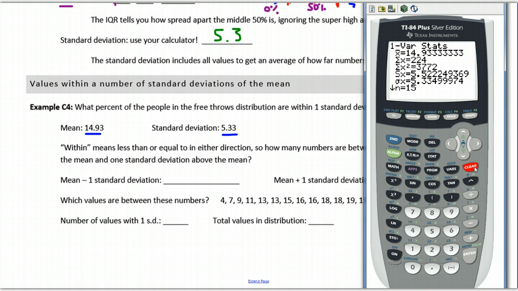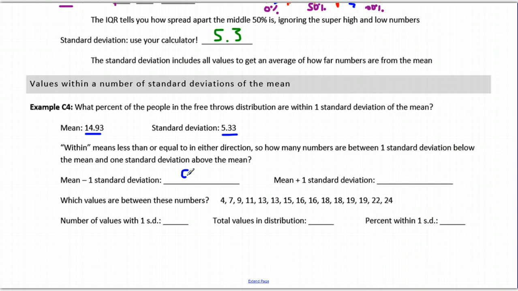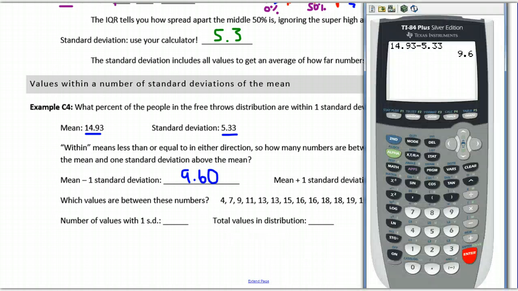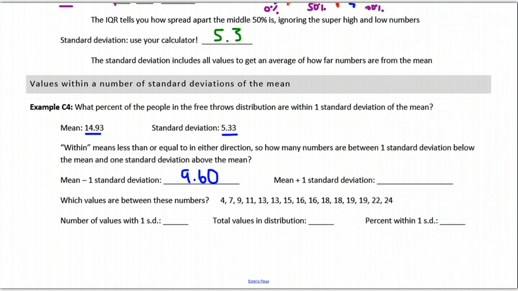For that we'd use our calculator. So we would say 14.93 minus 1 standard deviation, 5.33. And it's 9.6. And since we're using 2 decimals, we might even technically say 9.60. And now let's go the other direction. Let's do a mean plus 1 standard deviation: 14.93 plus 5.33. That's going to give us 20.26.